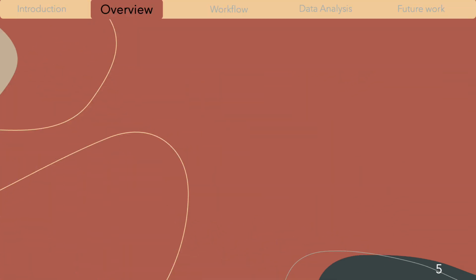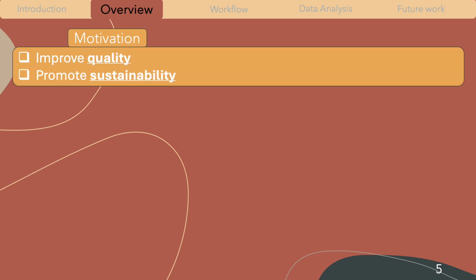Now let's talk about the overview of our research. First, what is the motivation of this research? What motivated us to start this research? First, it's for quality concern.